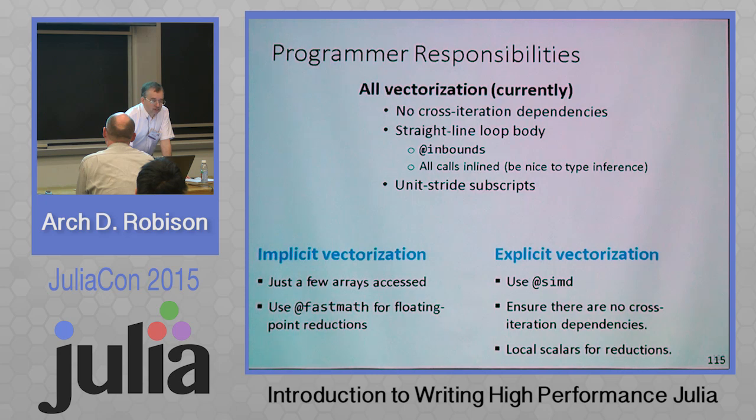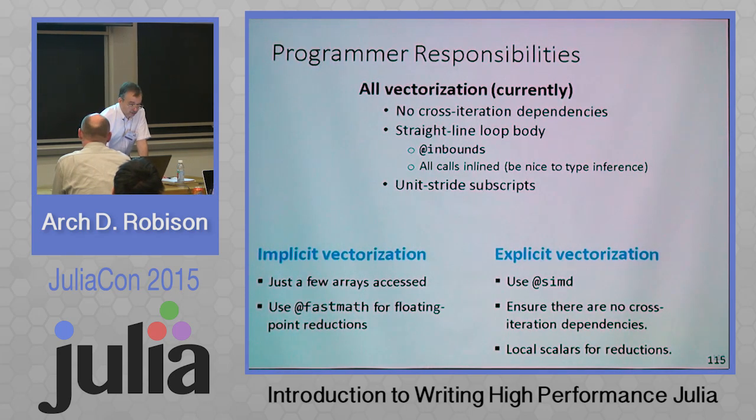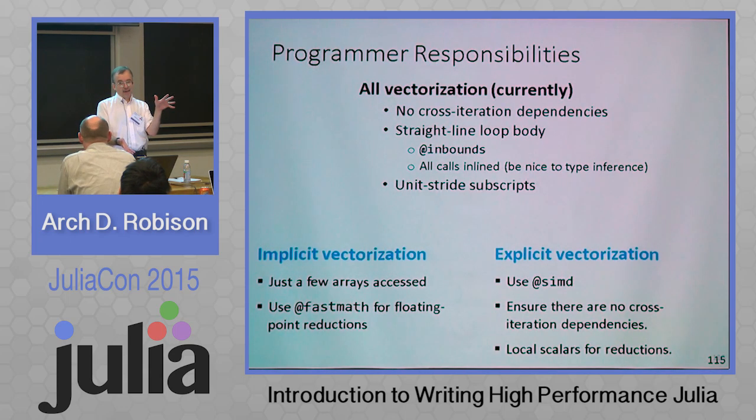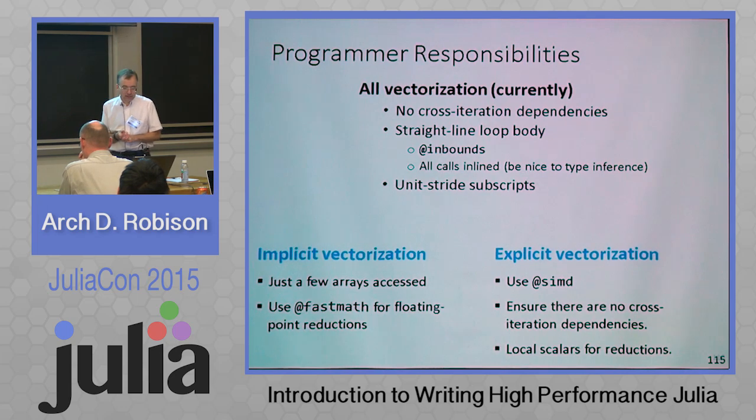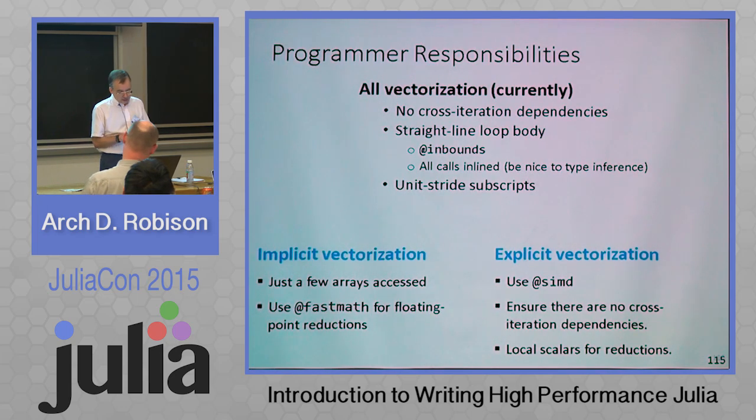So for implicit vectorization, the loop body needs to access just a few arrays. And if you have floating point reductions, you need to mark them with fast math. You don't have to poison the whole loop with fast math. It's just that little s plus equals; the plus operation needs to somehow be marked with fast math to say, yeah, I'll tolerate some reordering. For explicit vectorization, you can use @simd. Once again, you have to ensure there are no cross-iteration dependencies, because the compiler is going to vectorize it anyway, since you promised there were none when you wrote @simd, and you just get wrong answers if you were wrong. And use local scalars for reductions.